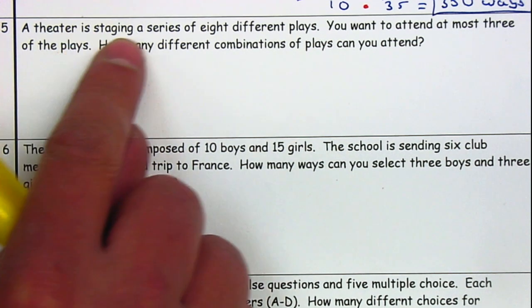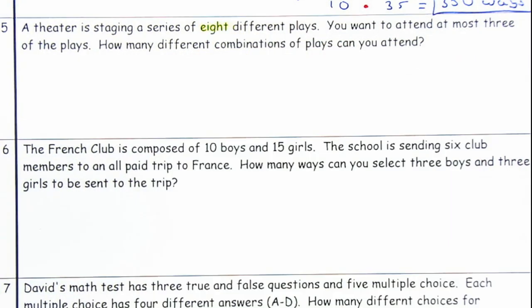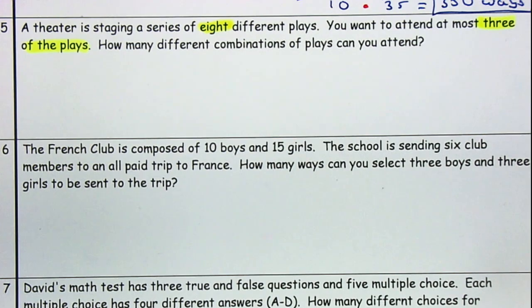A theater is staging a series of 8 different plays. So we have 8 different plays. You want to attend at most 3 plays, so the most that you want to attend is 3. How many different combinations of the plays can you attend?